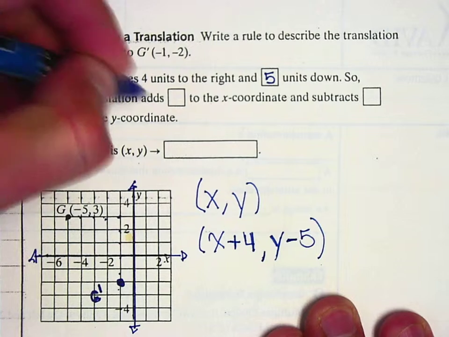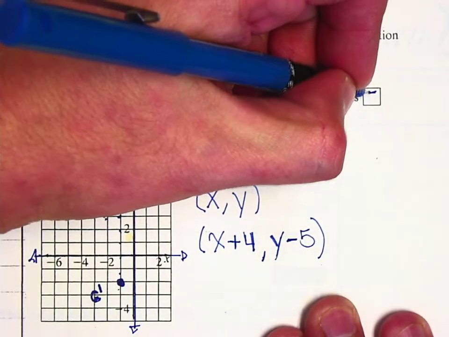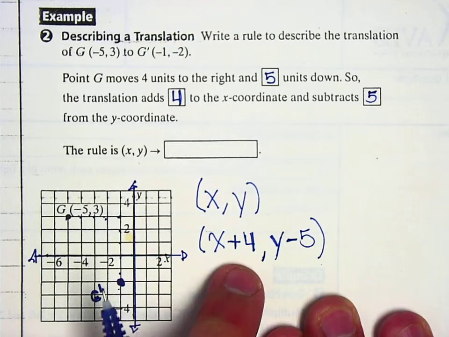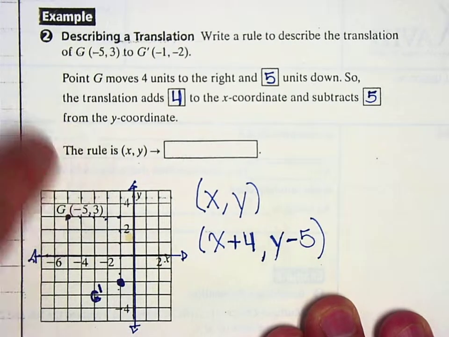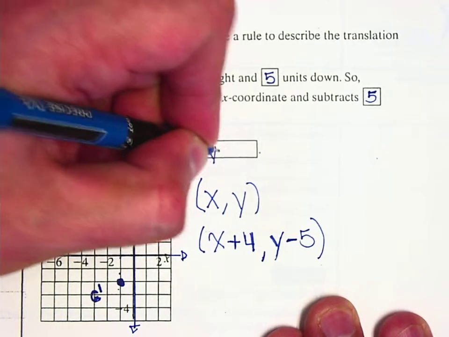The translation added 4 to our x coordinate and subtracted 5 on our y. That means it moved 4 steps to the right and then down 5 steps. And then it wants the rule, so we'll write it here just again. X plus 4, y minus 5.